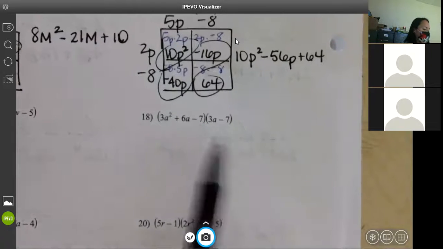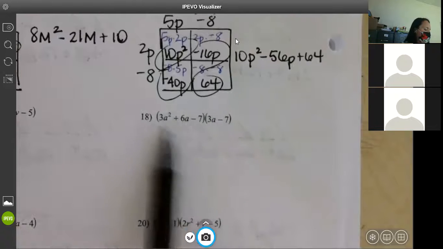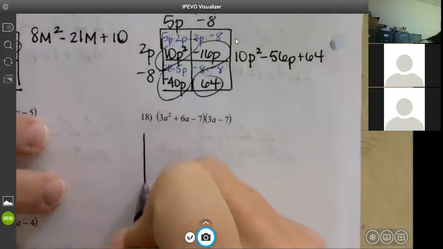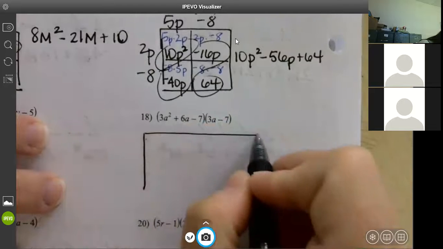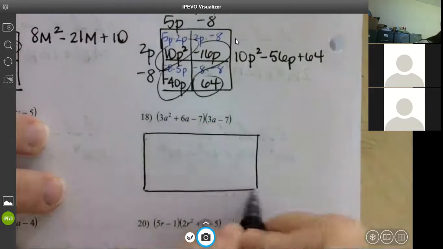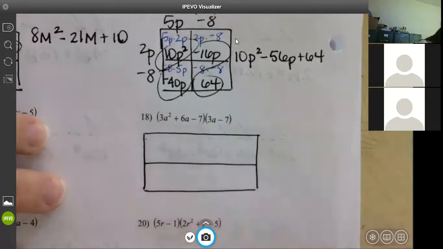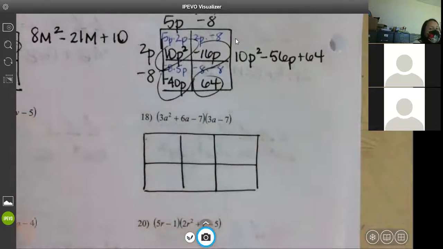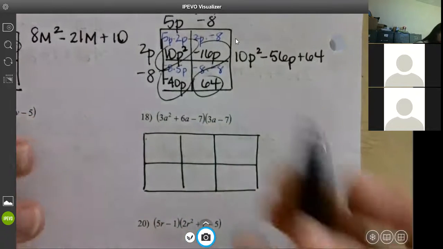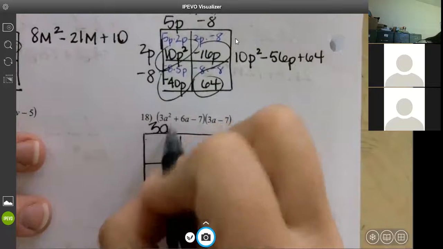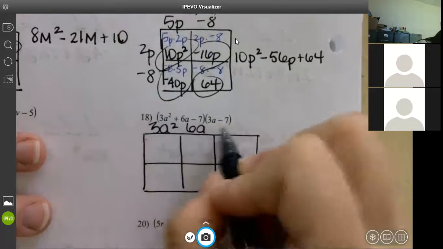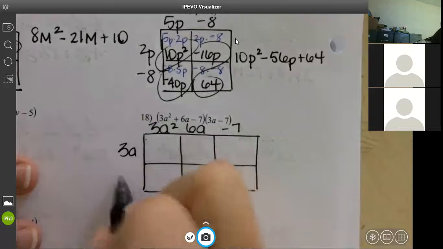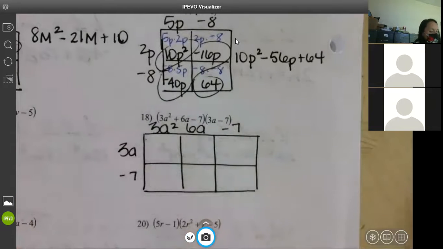The only reason I want to do 18 is because they put the 2 terms behind the 3 terms. It doesn't matter. When you do the box, you can do it either way that you want to. I like to do it long ways like this so that the 2 goes on the side and the 3 goes down the front. So then 3a squared, 6a, and -7 goes on the top. And 3a minus 7 goes on the side.